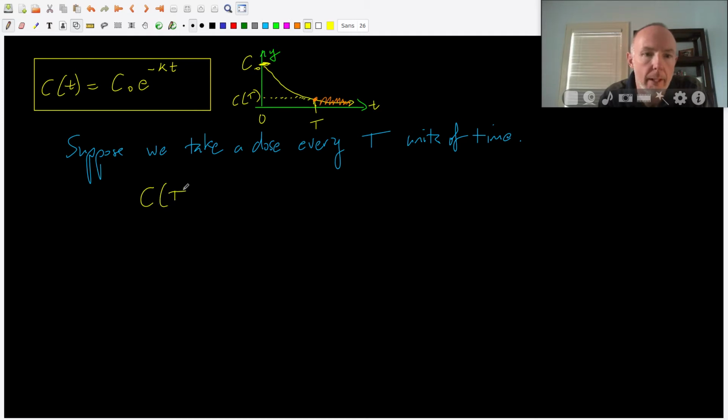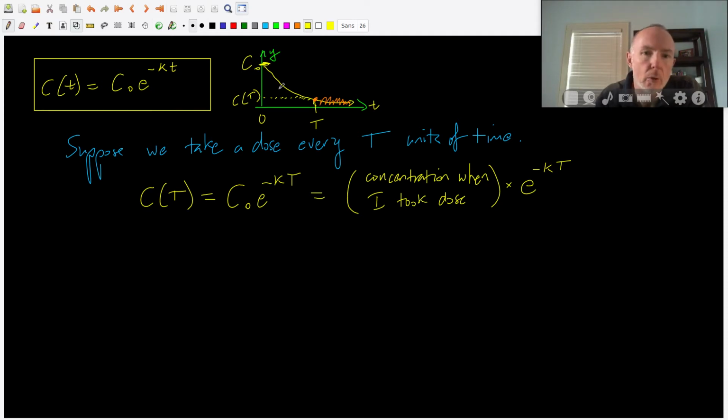This is C as a function of big T, and it's going to be given by this. Notice all I've done is plug capital T into this formula. I get C0 e to the minus kT. C0 was the concentration that I had at the beginning, after I took the drug, at the maximum before it started decaying. So this is the concentration when I took the dose, and then you multiply it by that factor, e to the minus kT, and that will give us the value here. And then presumably we take another dose. So let's come back to this, but let's look at the assimilation model.